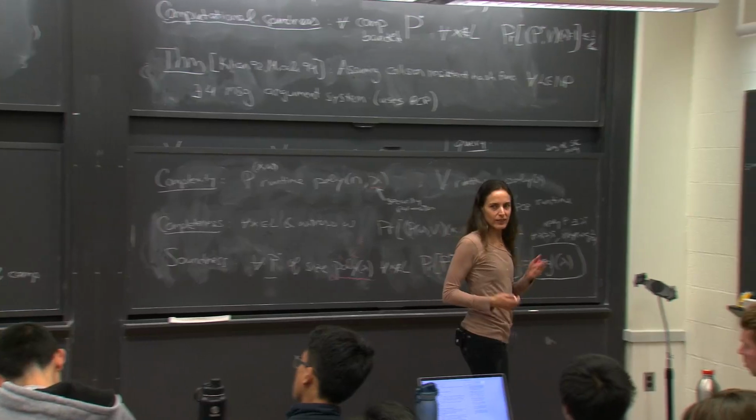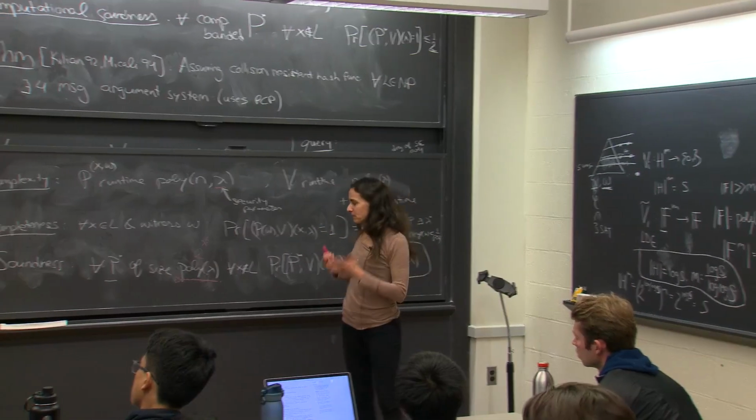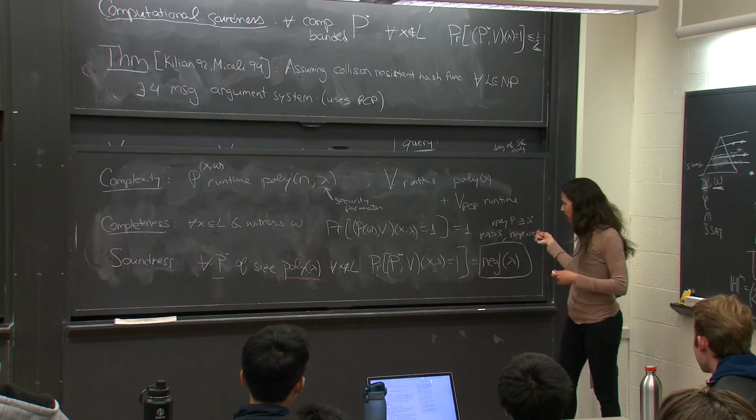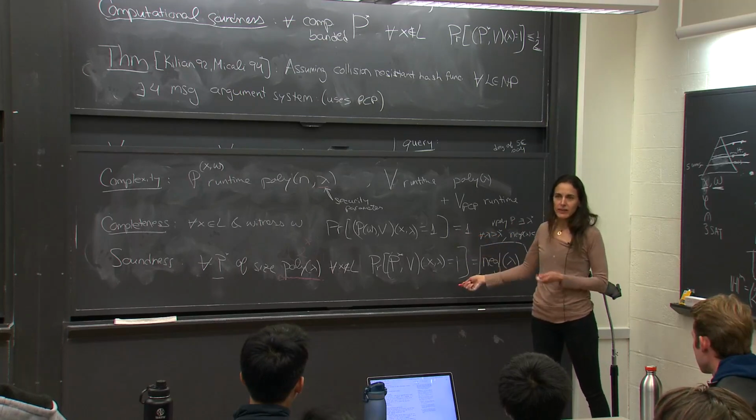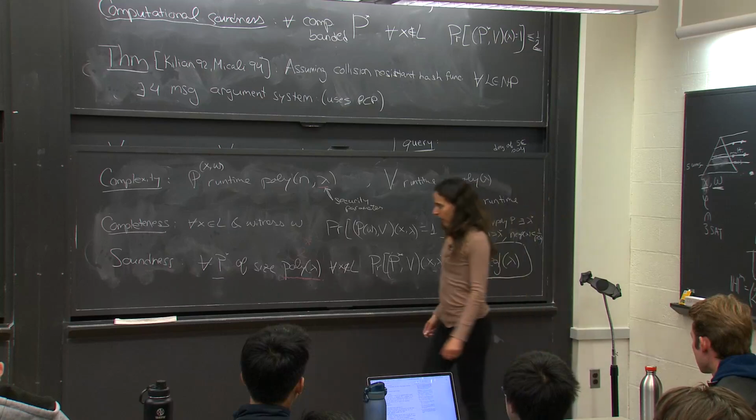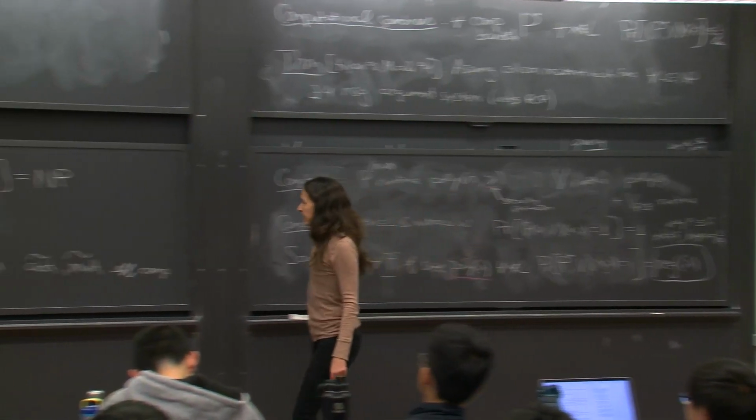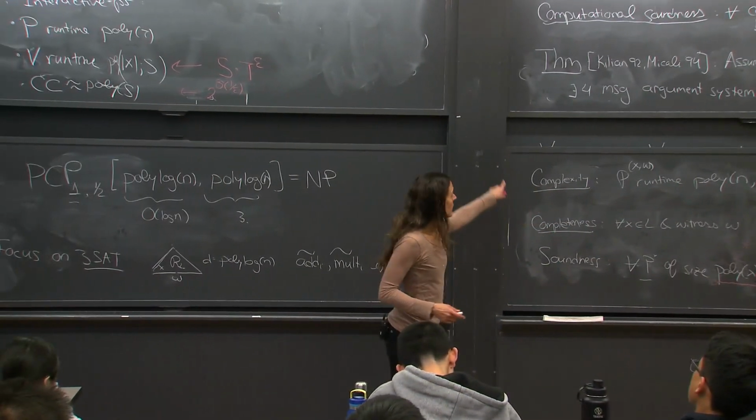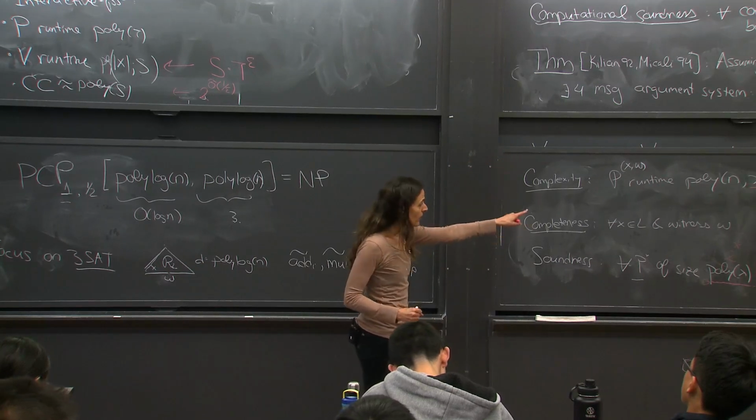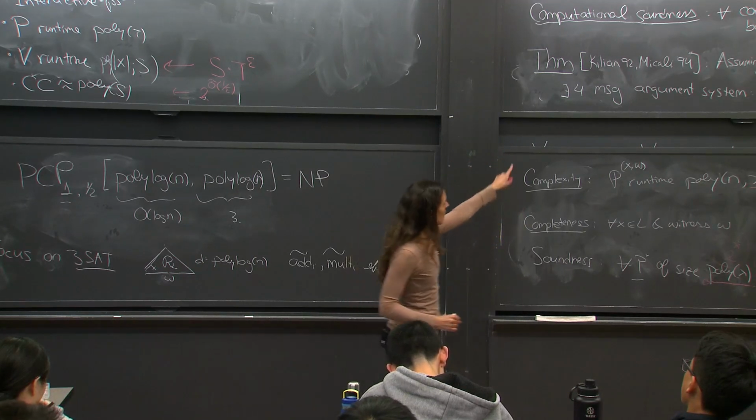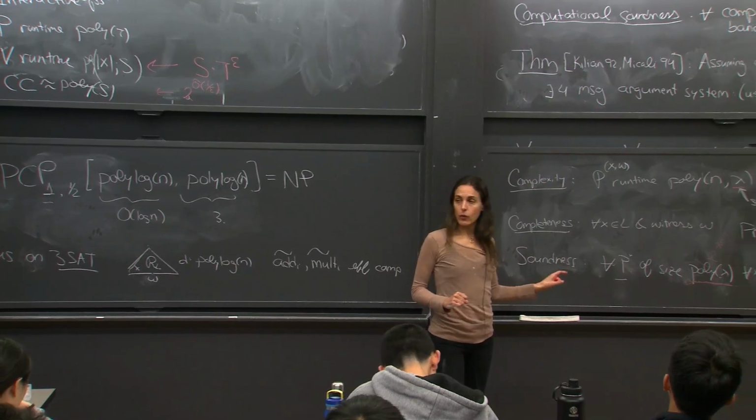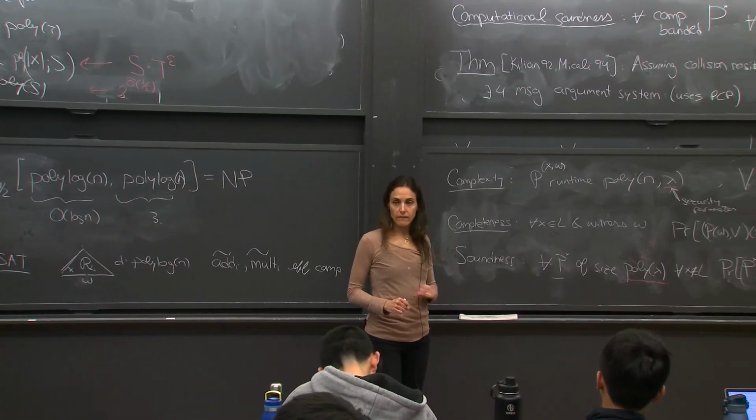When we talk in cryptography, we usually write 1 minus negligible for completeness and negligible for soundness. Okay, so this is the theorem. Any questions? I need to define what a collision-resistant hash function is, but any questions before I define it?